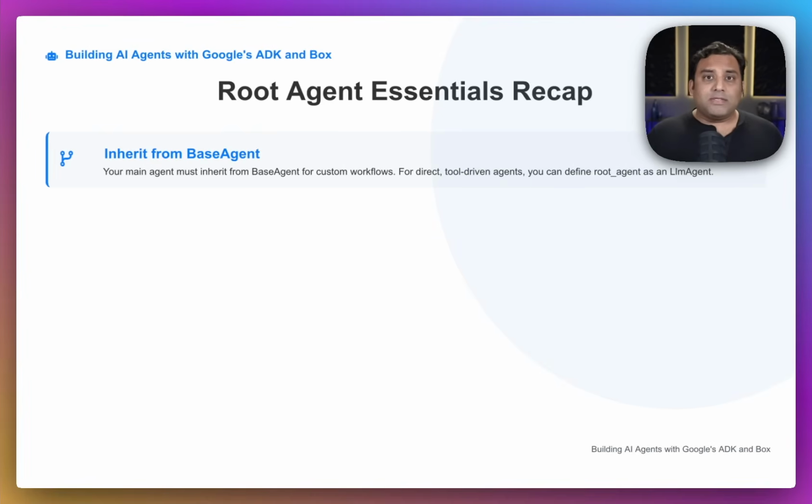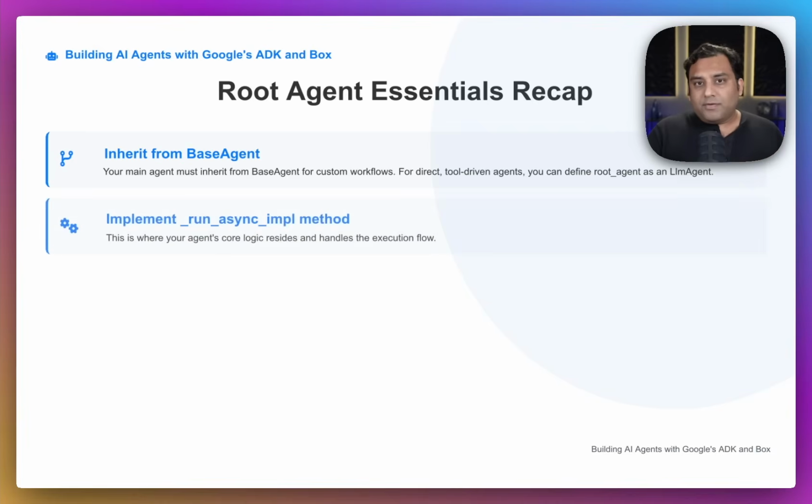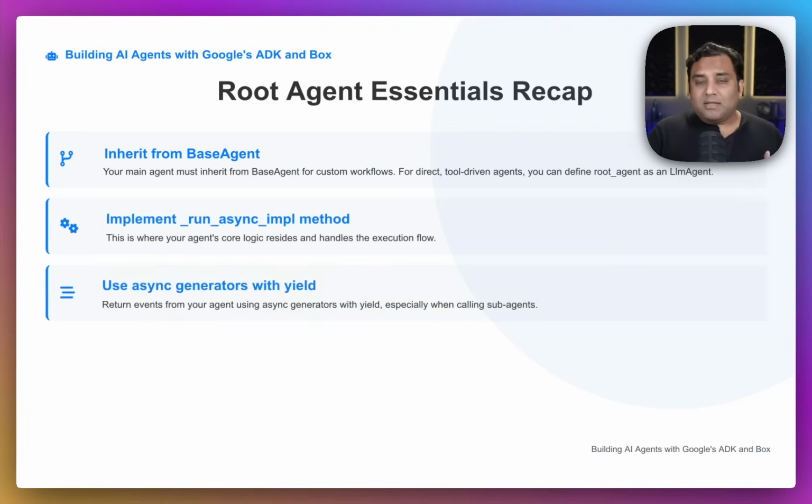However, if your goal is a direct, tool-driven agent, you can use the simple way, which we define, and you can just define your root agent directly as an Agent or an LLM agent. Now, if you choose the custom base agent path, the next 2 points are very important. You must implement the run_async_impl method to house your orchestration logic, and you'll use async generators with yield to manage the flow of events from your sub-agents.